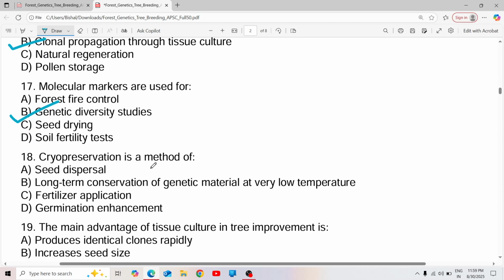Cryopreservation is a method of seed dispersal, or long-term conservation of genetic material at low temperatures. Cryopreservation means at very low temperature. So option B is the correct answer.